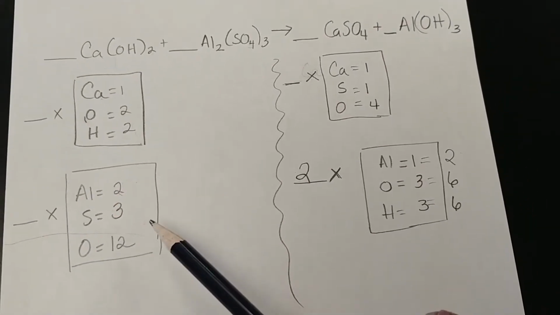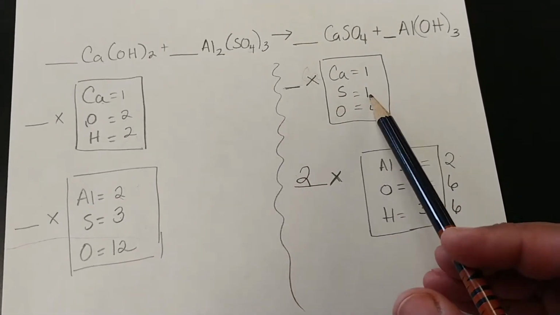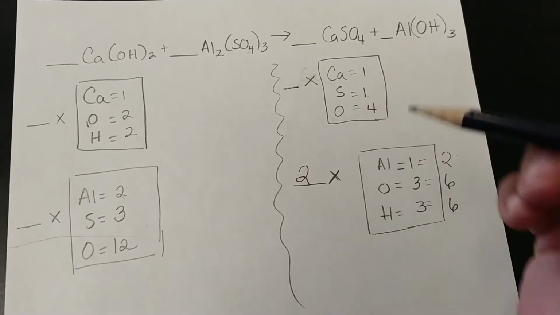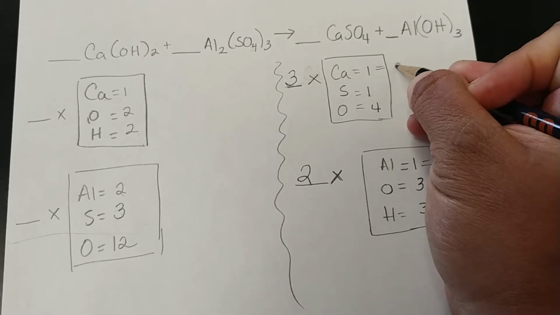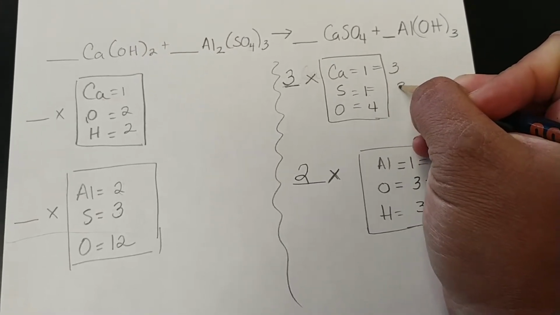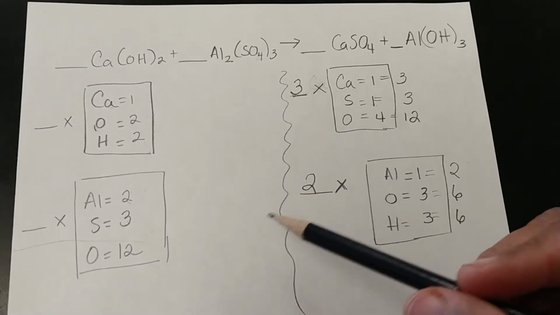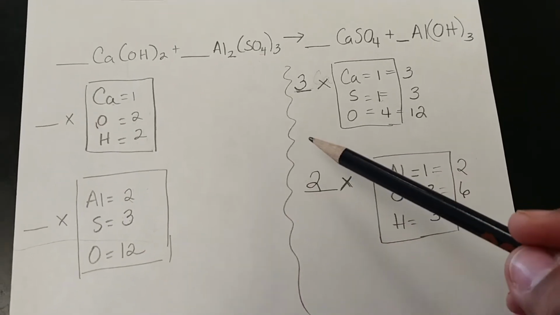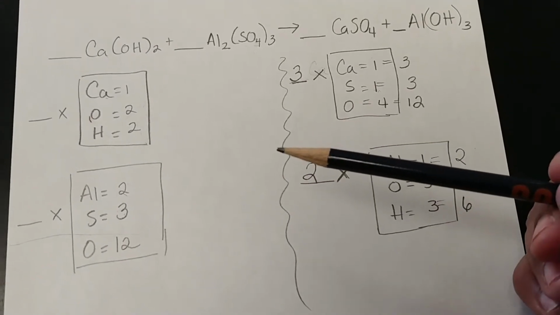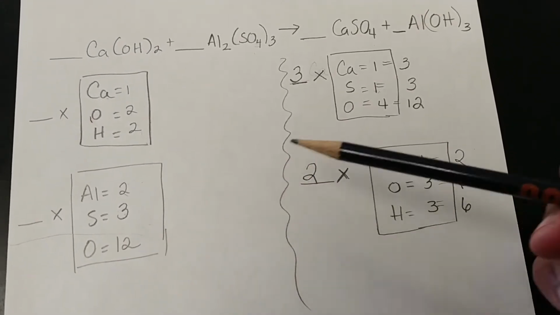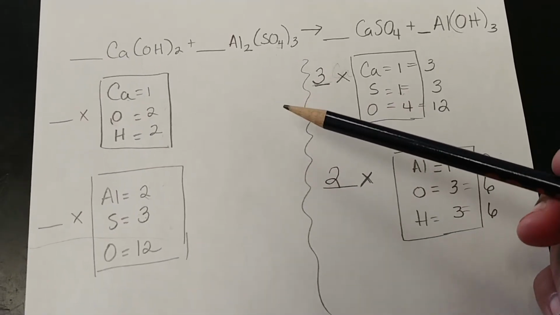After I do my aluminums, I can start with my non-metals. For example, my sulfur. There are 3 here and only 1 here, so I would have to multiply this 1 with a 3. So if I put a 3 here, it multiplies with everything in the box, making this 3 times 1 is 3, 3 times 1 is 3, and 3 times 4 is 12. So now my sulfurs are balanced. If I keep going, I can do that and then just come back to the things that are no longer balanced. So I can keep going and seeing if there's another non-metal. And then your oxygens and hydrogens are at the end.